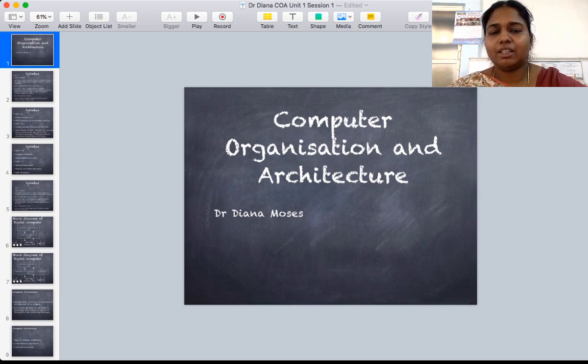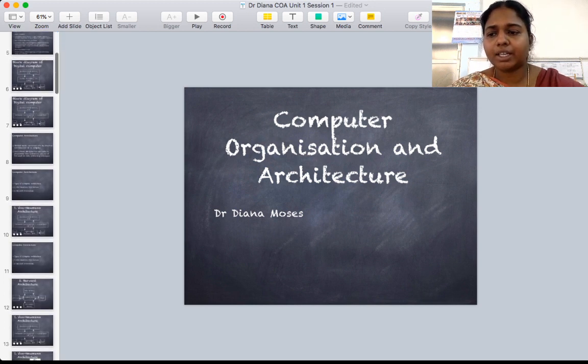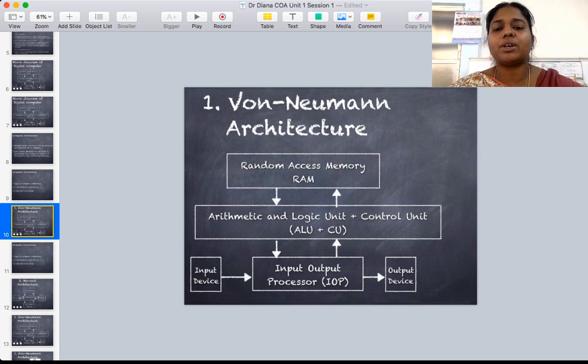We've started with unit 1. We've seen the difference between computer organization and architecture, and we have seen the two different types of computer architecture. One is the von Neumann architecture, the other one is the Harvard architecture. In the von Neumann architecture, we saw that the CPU has an ALU and a control unit, which interacts with a common random access memory, or the RAM.